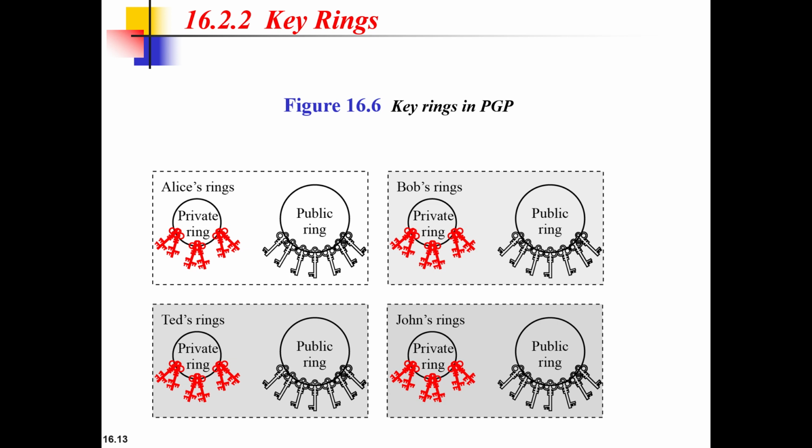So in this figure we can see there's a community of 4 people, each having a ring of pairs of private and public keys, and at the same time a ring of public keys belonging to the other people in the community.